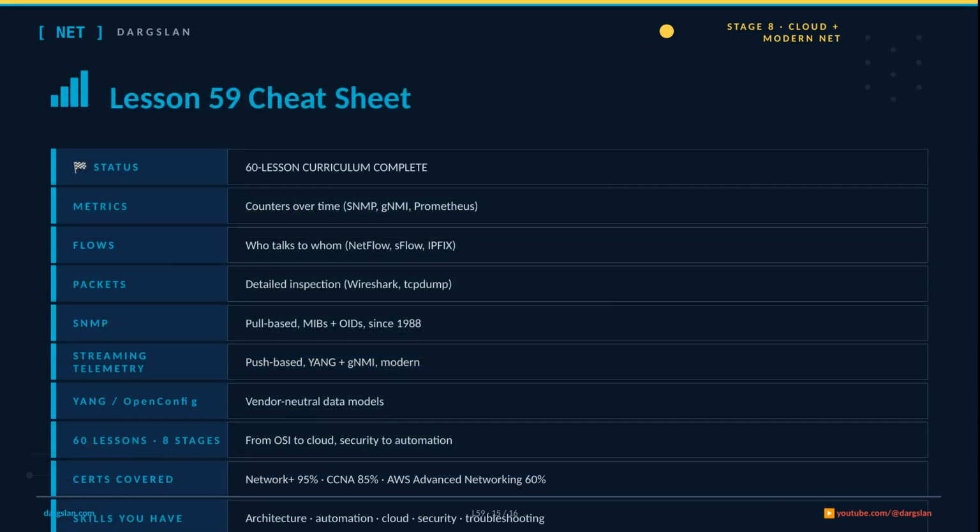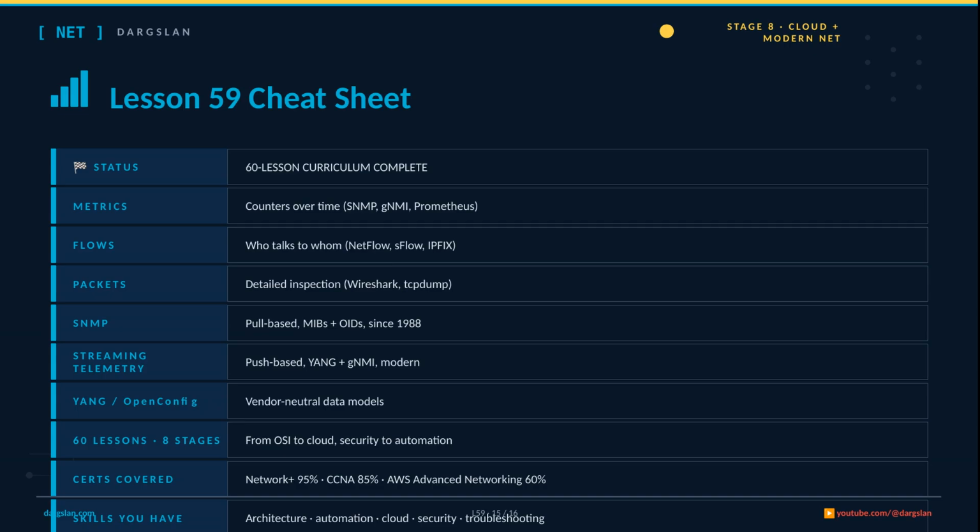And here it is, your one-page cheat sheet, and effectively the cheat sheet for the entire journey. Observability rests on 3 pillars: metrics for counters over time through SNMP, gNMI, and Prometheus, flows for who talks to whom via NetFlow, sFlow, and IPFIX, and packets for the deep inspection work in Wireshark and tcpdump.